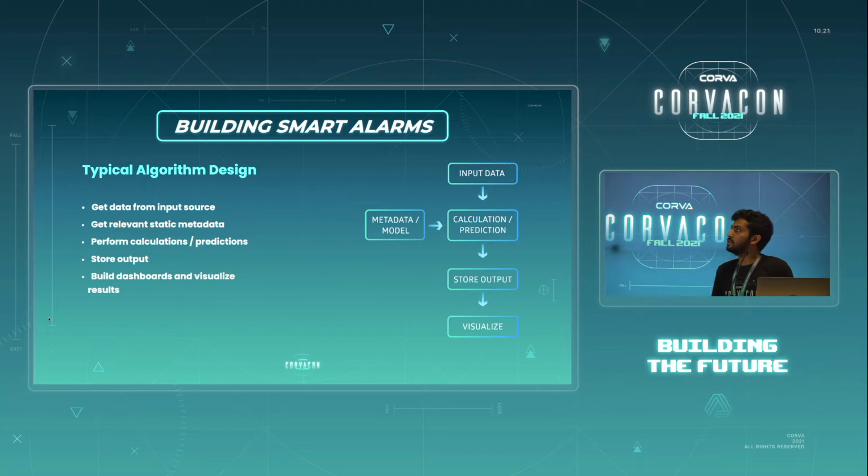So the first thing is a typical algorithm design, right? Most of the algorithms usually get some sort of input data. This can be from your drilling rig with SML data, or your completions, frac data, or wireline data. You fetch some static data, like BHA property specifications, casing specifications, or in case of a machine learning algorithm, some model that you have already trained. Those go into the calculation and the prediction part, where you either predict based on the model, or you use all the static and input data to get some calculations. Once you have your output, you store it into a database, and then you build some sort of a dashboard to visualize these results. This is pretty common in our industry and other industries.